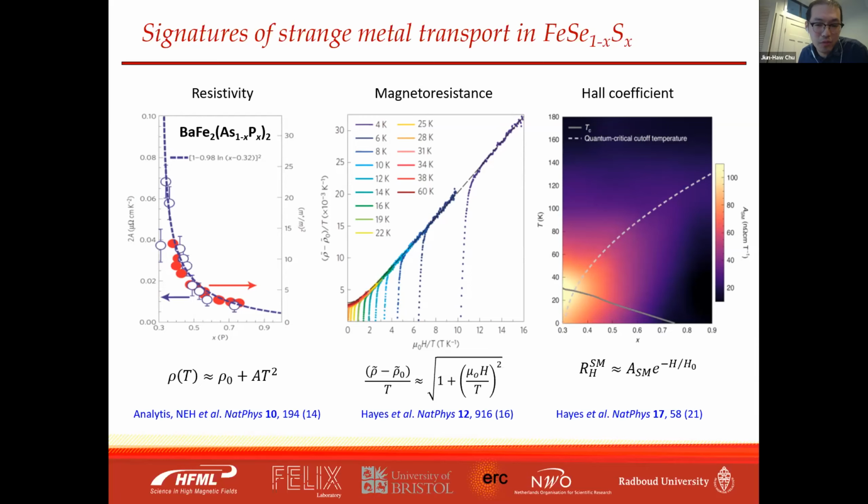So one last question before we move on to Amalia's talk, from Pavel. I'd like to ask whether there is any systematics in the dependence of the residual resistivity rho naught on sulfur doping or on pressure. Is there any systematic behavior that one may see?